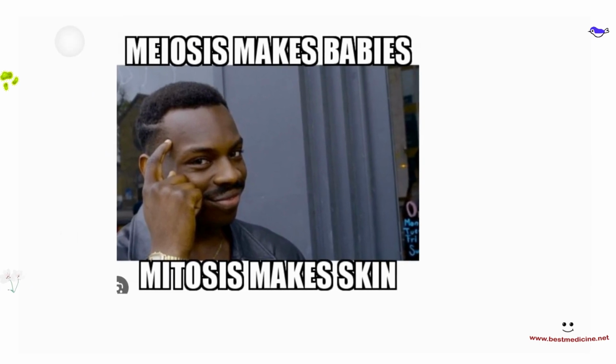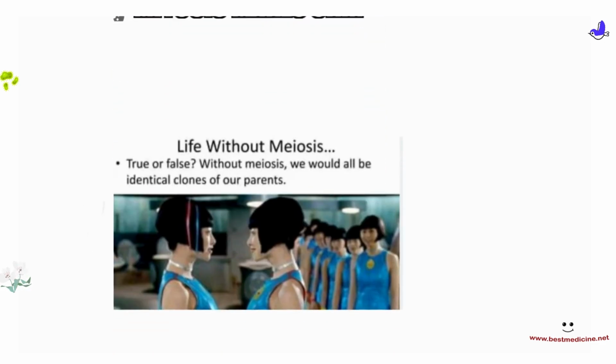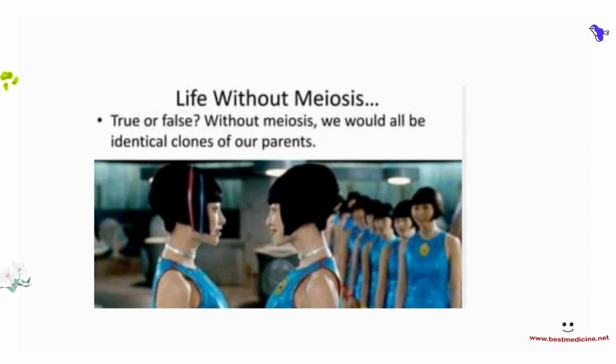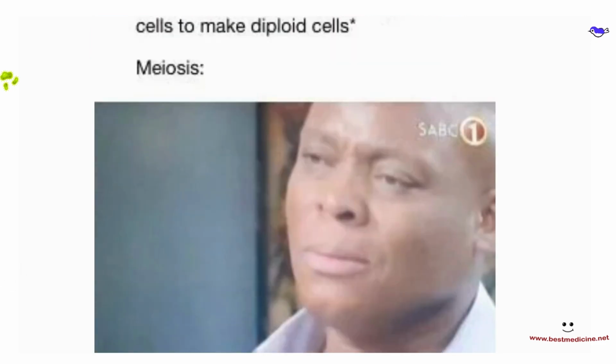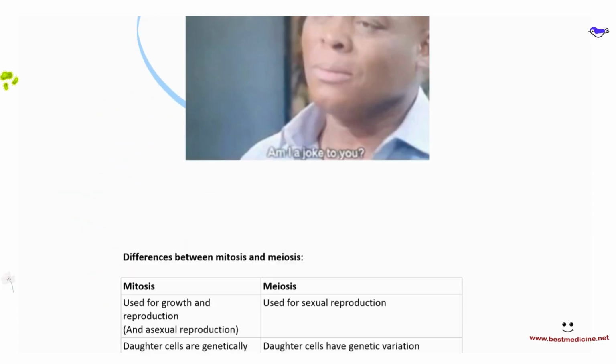Now, meiosis makes babies, mitosis makes skin, another repetition of a meme. Life without meiosis: we would all be identical clones of our parents. Meiosis breaks down diploid cells to produce haploid cells, and fertilization uses fusion of haploid cells to make diploid cells. Meiosis is like, am I a joke to you? I'm doing all this hard work here.